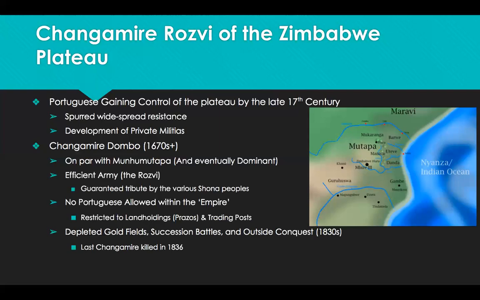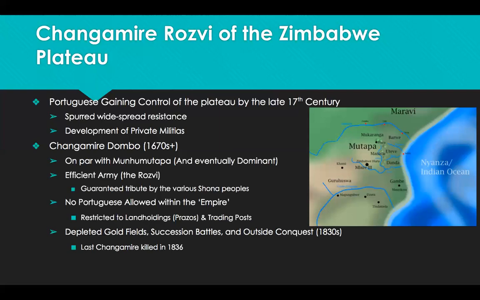Then eventually, by the 1680s, he was the more dominant, and his highly disciplined and well-trained army were known as the Rozvi. Now, Rozvi in what we call Shona today, or in the language of the time, the Karanga language, Kuroja is to destroy. So the army were known as the destroyers, the plunderers, right? So they were very, very efficient in that way, and in time, this became the title. The empire itself became known as the Rozvi Empire.